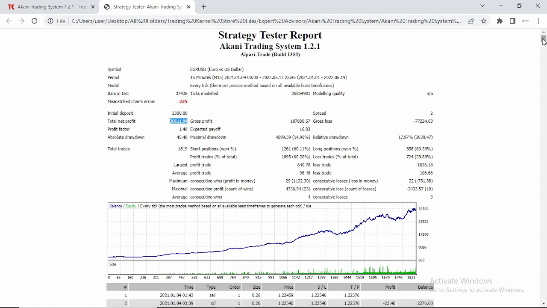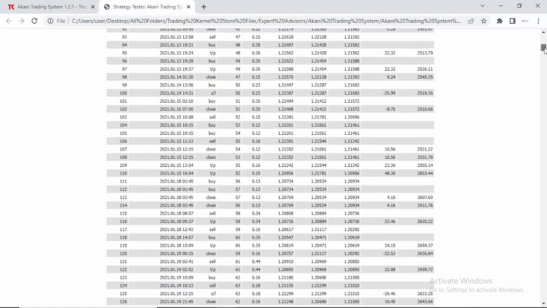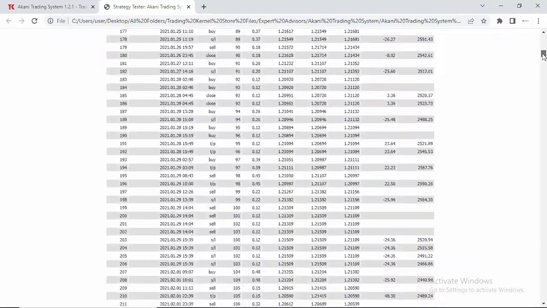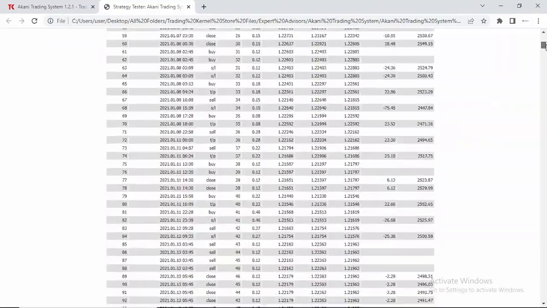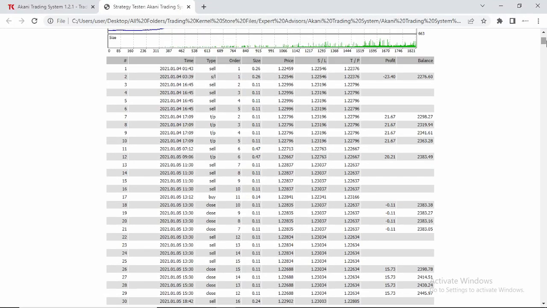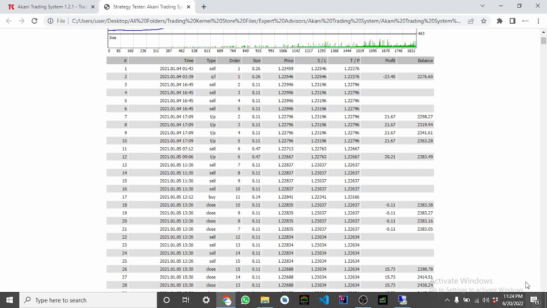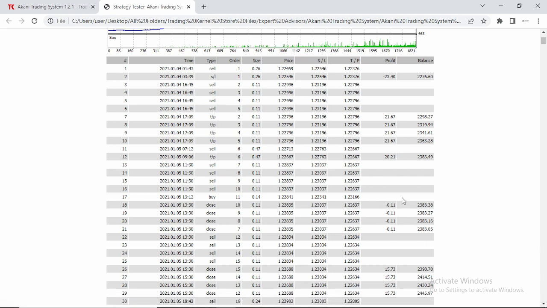You can see the reports here, the graph, and the total trades we took. You can see here the three strategies, and I'm going to be explaining this in detail. This one here is the sniper strategy, you can see it took one trade. This here is the Akani strategy, on sell mode. This one is the sniper strategy. This is the Akani strategy.